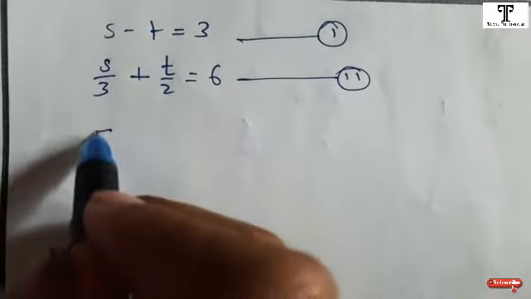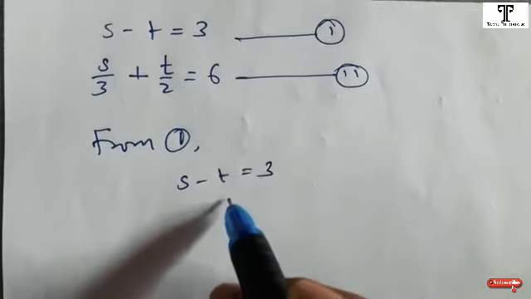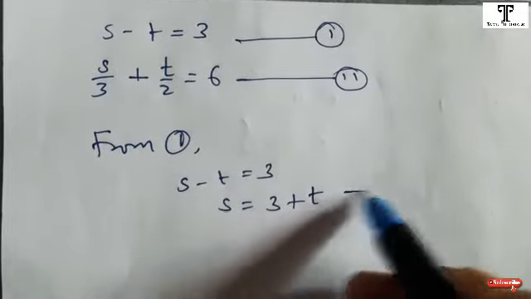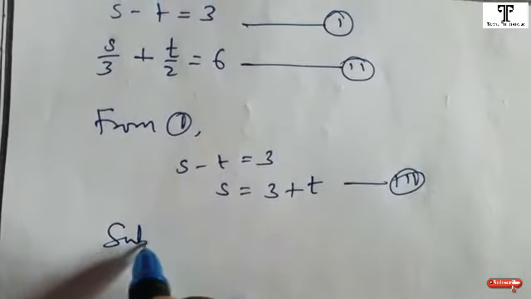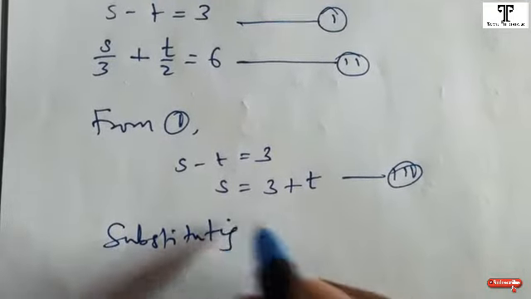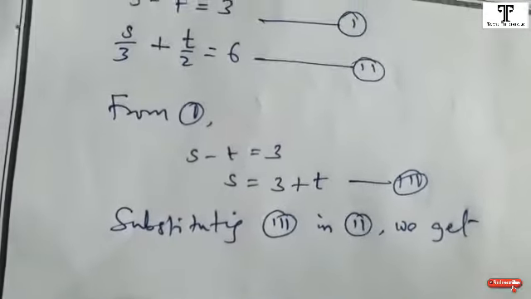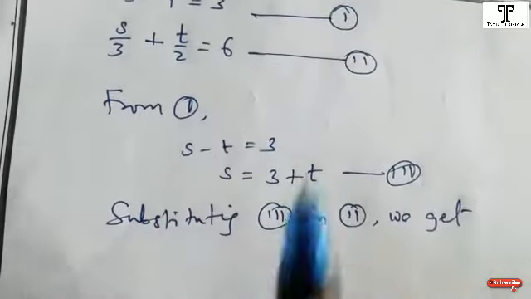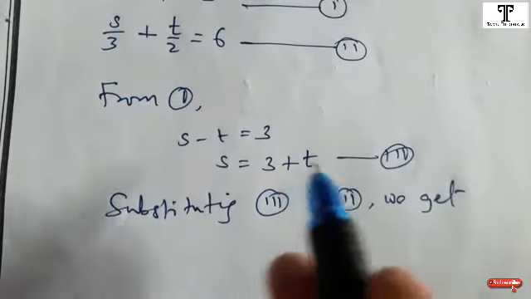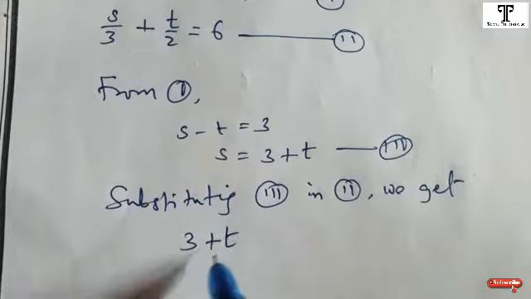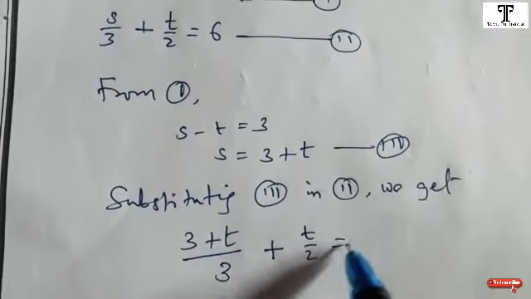From equation 1, s minus t equals 3, so s equals 3 plus t, equation 3. Now we have to substitute this in 2. Substituting 3 in 2, so what do we get? Equation 2 is s by 3 plus t by 2 equals 6. Here we have the value of s from 3, so in place of s we can write 3 plus t. So (3 plus t) by 3 plus t by 2 is equal to 6.